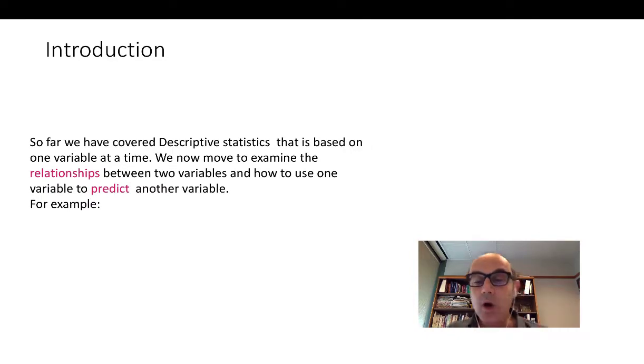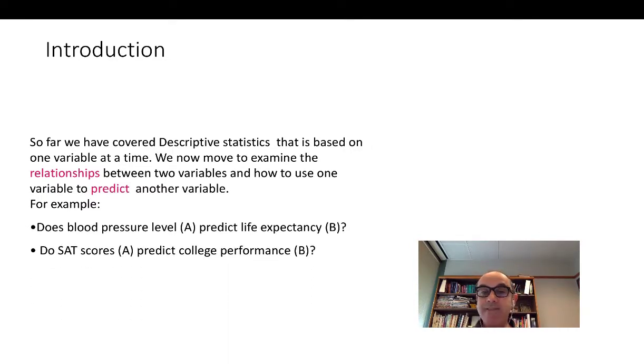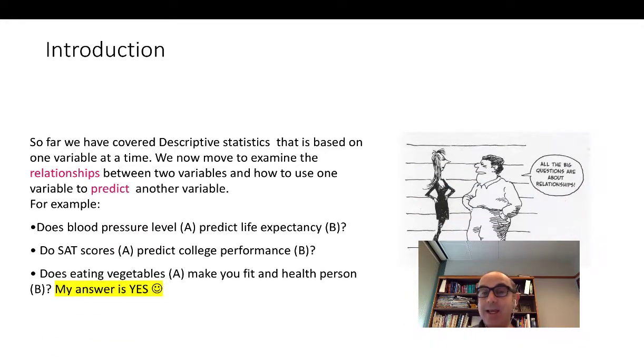So today we are going to move away from what we have covered so far with regard to descriptive statistics. The idea in descriptive statistics usually involves one variable at a time. We measure the mean, we measure the standard deviation, but we are examining one variable at a time. Now, the issue of interest is the relationship between two variables, and how one variable can predict or affect another variable.